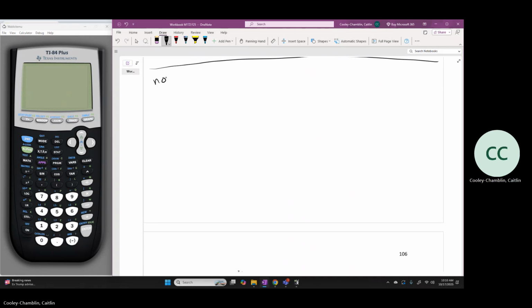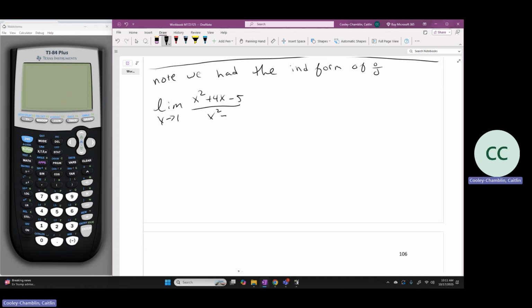So note, we had the indeterminate form of 0 over 0. And so we can say the limit as x approaches 1 of x squared plus 4x minus 5 over x squared minus 1 is the same thing if we use L'Hopital's, which is spelled L'Hospital's.